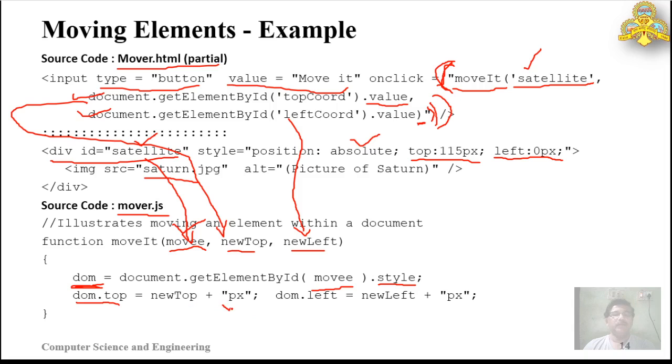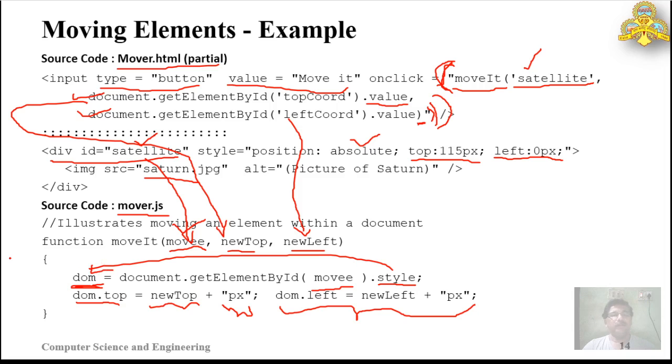Here the px word must be appended to the new value of the top value and left value, or right and bottom also. It must be provided without any gap. So observe here, within the double quotes px is given, that is concatenated to the integer value new top and stored as a string in the top. The same is done for dom.left. What is dom here is the style property of the element.